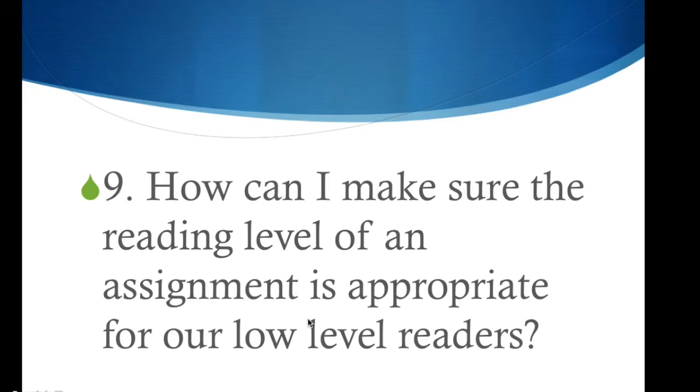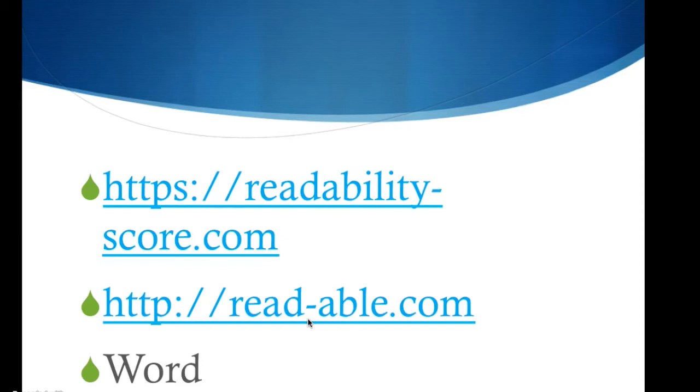9. How can I make sure the reading level of an assignment is appropriate for our low-level readers? There are actually several ways of doing this. The easiest way is using online apps. There are several websites, readabilityscore.com and readable.com, that will tell you the grade level of your text, either by copying and pasting it into their app, or you can actually take a URL and just plop it into the app, and it will tell you the reading level.